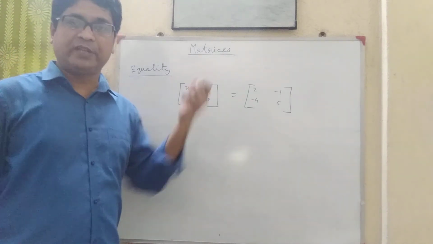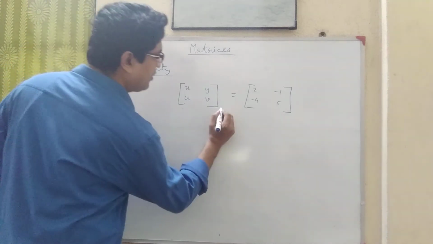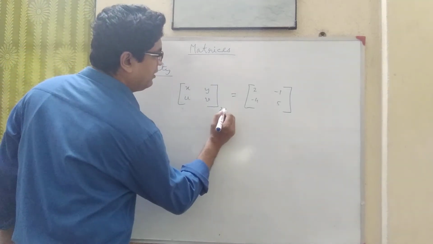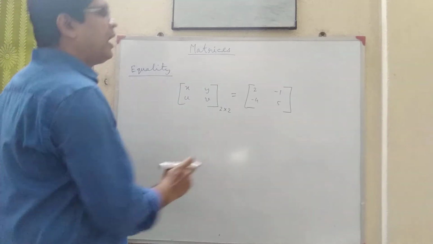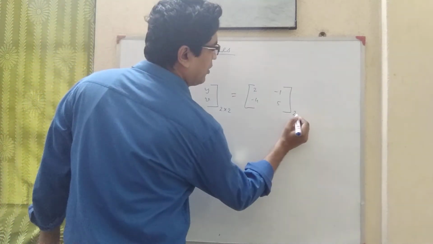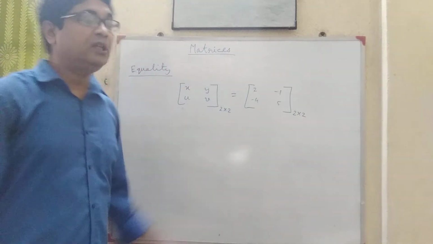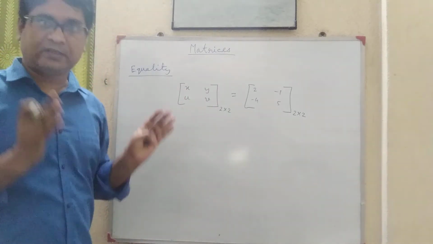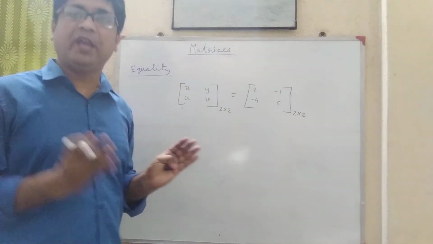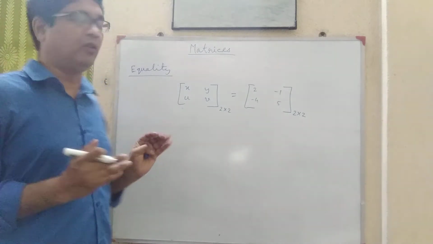First we have to check whether they have the same order or not. Here we see that this matrix has the order 2 by 2 because 2 rows and 2 columns are there, and here also the order of the matrix is 2 by 2 because here also 2 rows and 2 columns. Now they are comparable. They are comparable when they have the same order, otherwise they are not comparable.